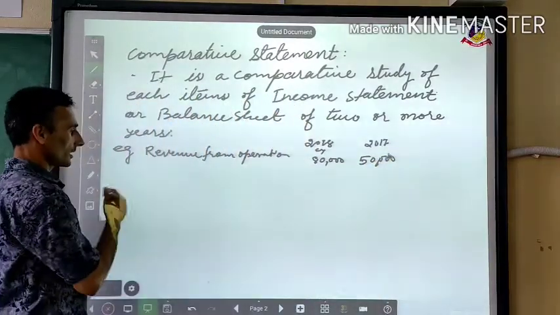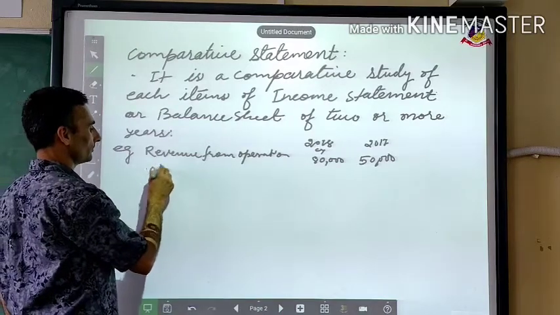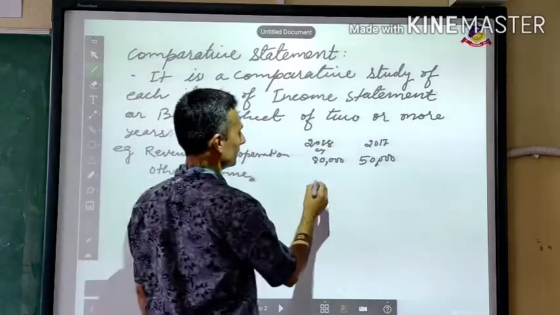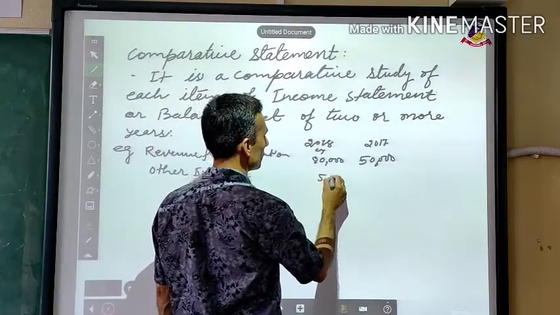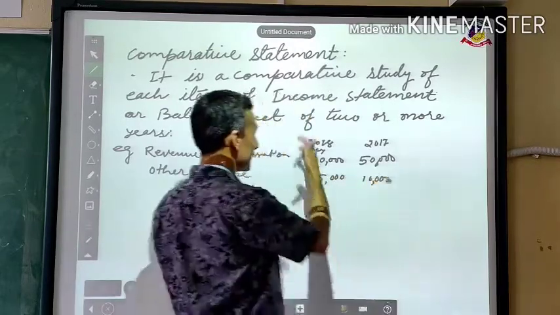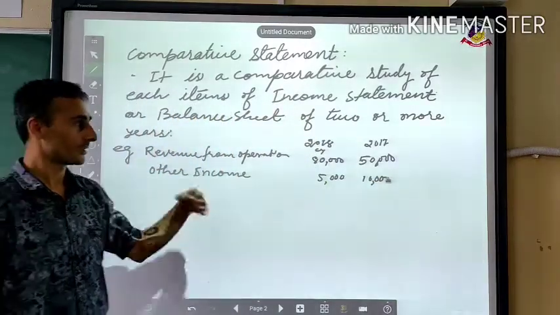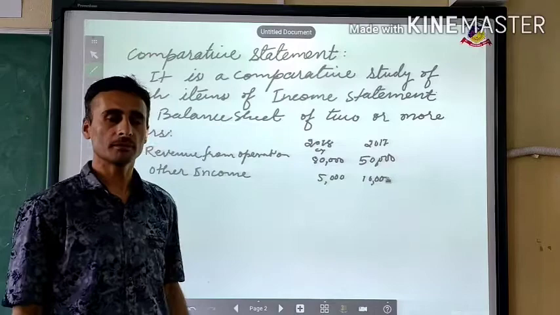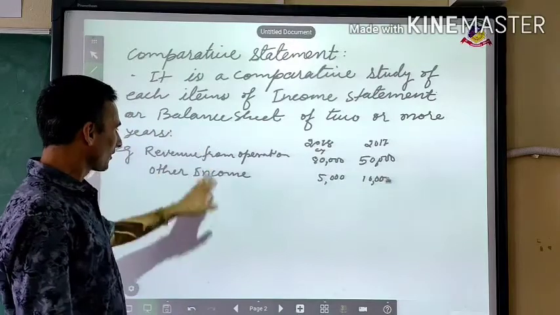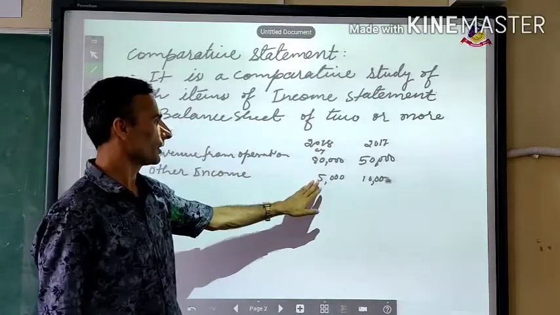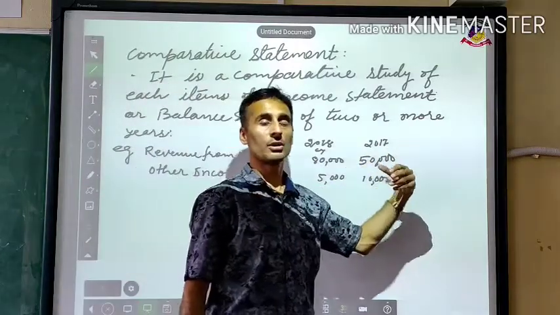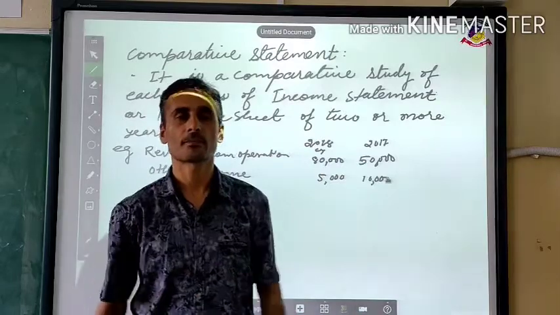Okay. So there is another item here, other income. In 2018 it is 5,000, and in 2017 supposing it is 10,000. These things will be given in the question, and taking these items you have to prepare the comparative income statement. Now one column will be shown here, in another column you will have the amount of the figure for 2018, third column is for 2017. Then you require 2 more columns here to show the change.